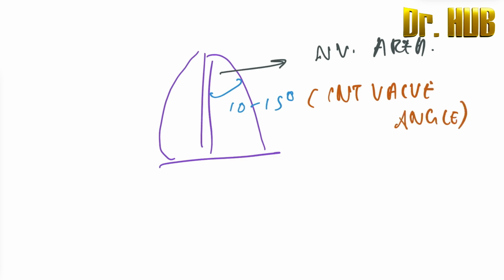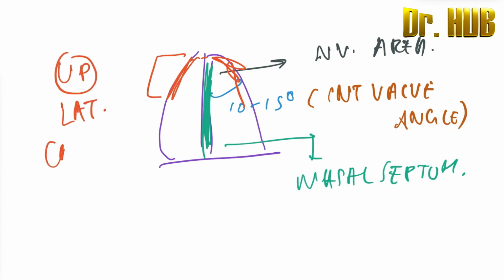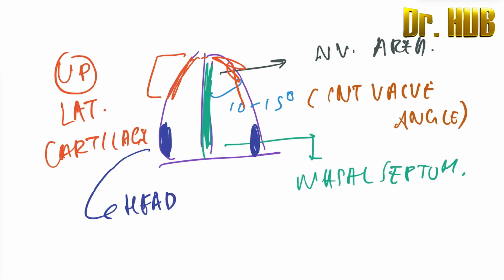Next comes the center part. The center is nothing but the nasal septum. Next is the upper lateral cartilage. So this is nothing but the upper lateral cartilage. Below there will be the head of the inferior turbinate. So this is nothing but the head of the inferior turbinate.